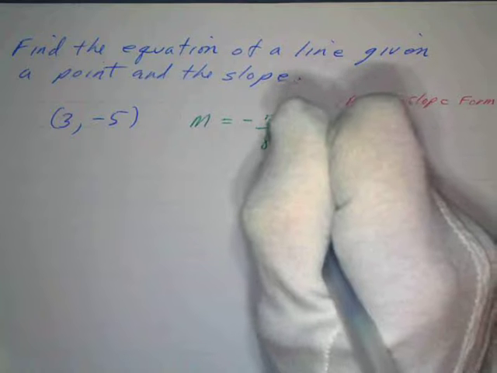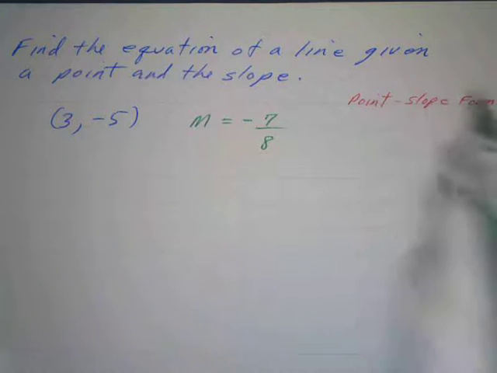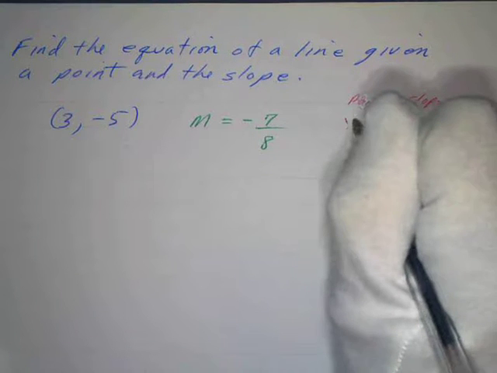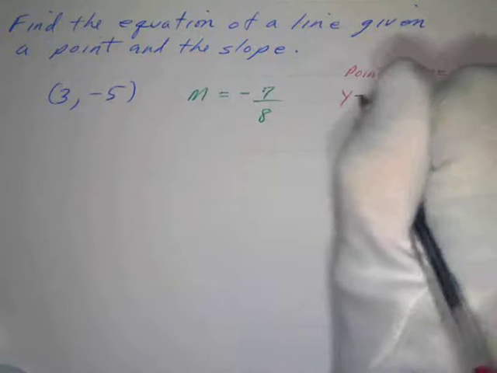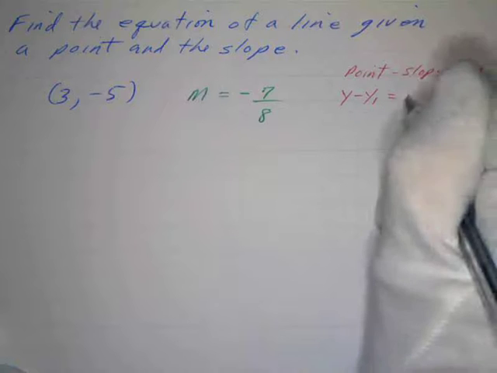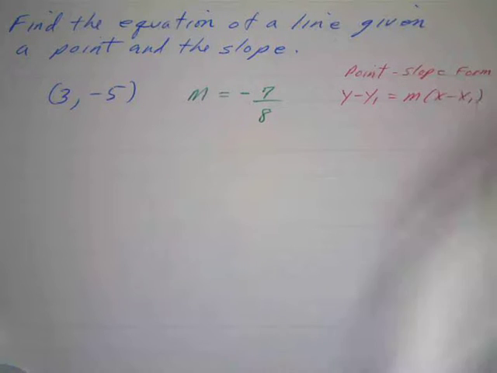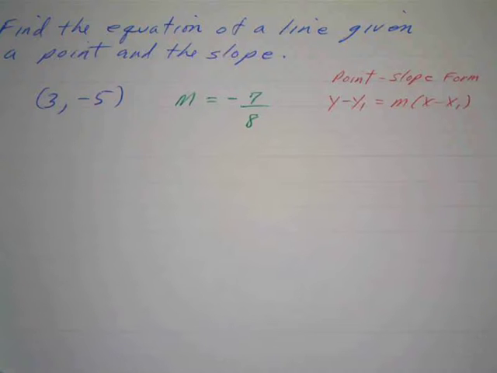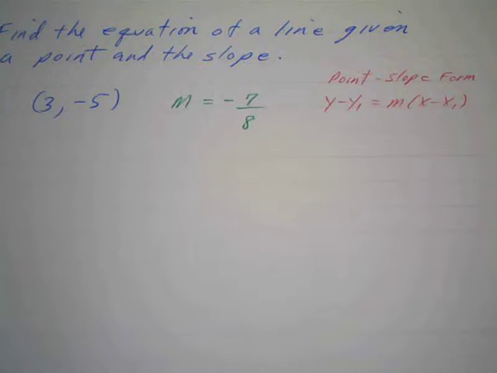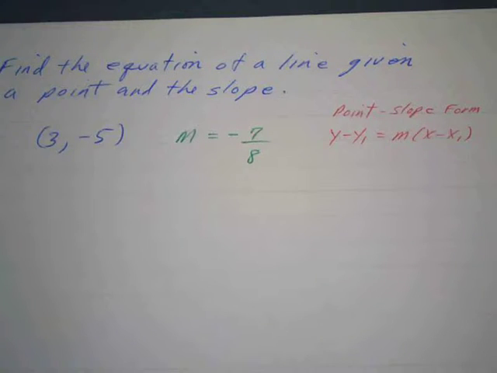So we have a point and the slope, so we're obviously going to use the point-slope form of the equation of the line, which is derived from the formula for the slope. And that's, remember, y minus y1 equals m times x minus x1. You want to write this down every time you use it so you'll remember it, because it's very important. But again, it's derived off the slope formula.